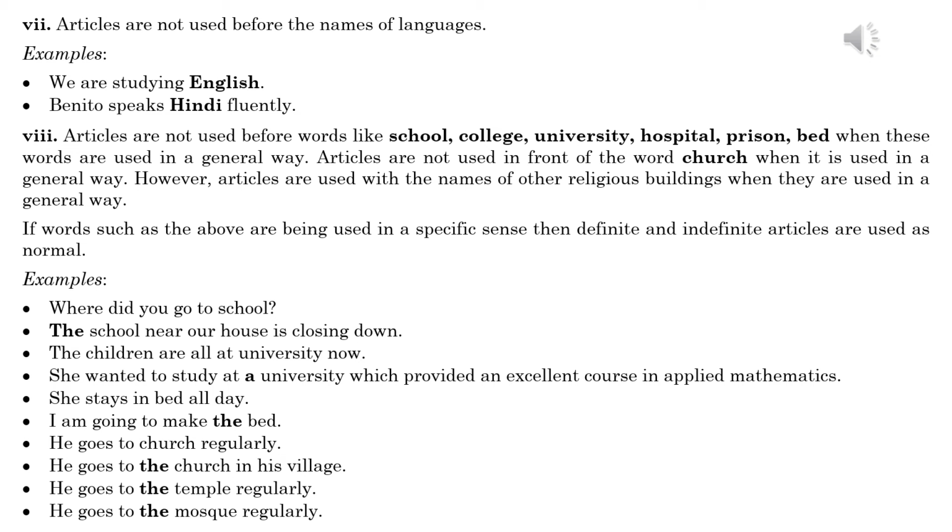Examples: Where did you go to school? The school near our house is closing down. The children are all at university now. She wanted to study at a university which provided an excellent course in applied mathematics. She stays in bed all day. I am going to make the bed.